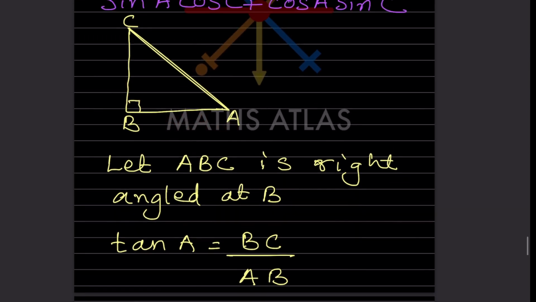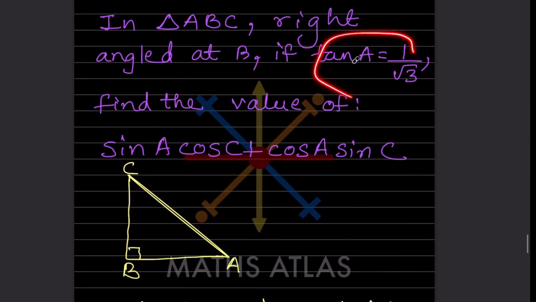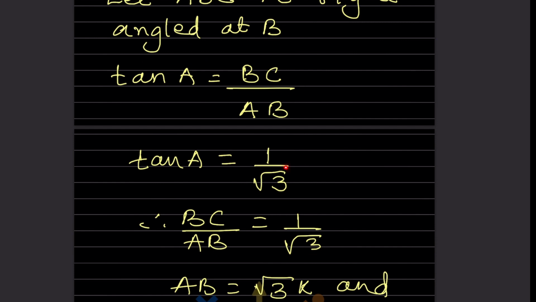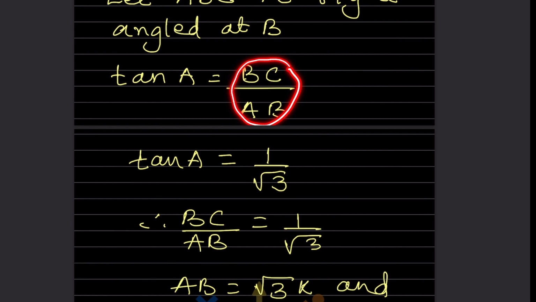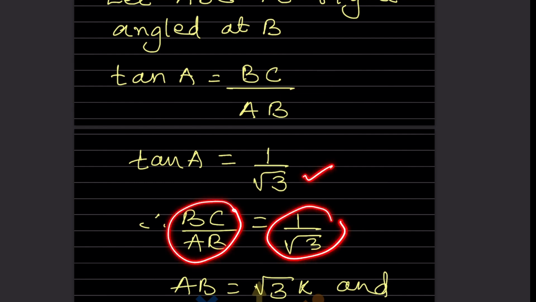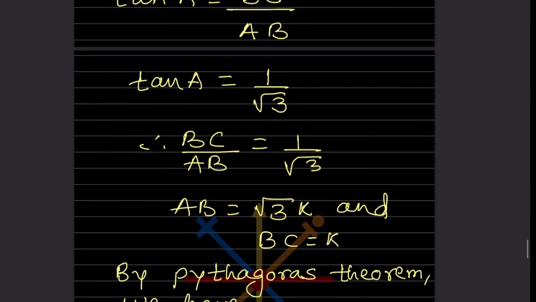Now we know that tan A is 1 by root 3. Isn't it? Tan A is 1 by root 3. So that is what we can write. See, when we compare, we found from this right angle triangle that tan A is BC by AB. So when we compare this and this one, we can say BC by AB is 1 by root 3. So now what are we going to do? We are just going to consider this AB and this BC. Let us consider this one, because this is 1.